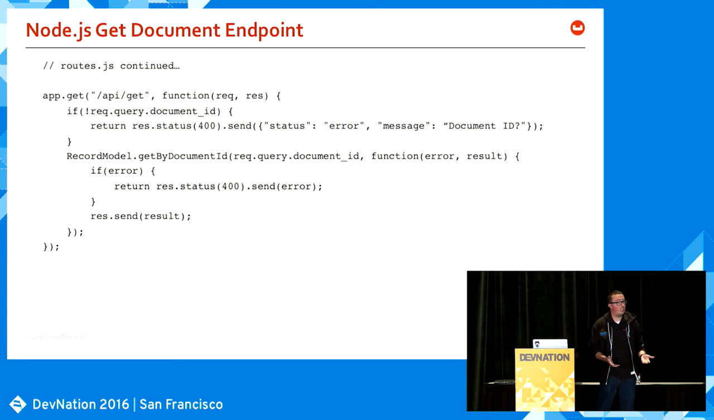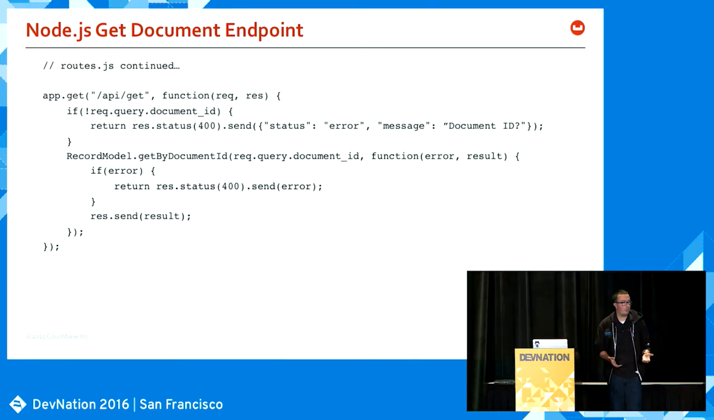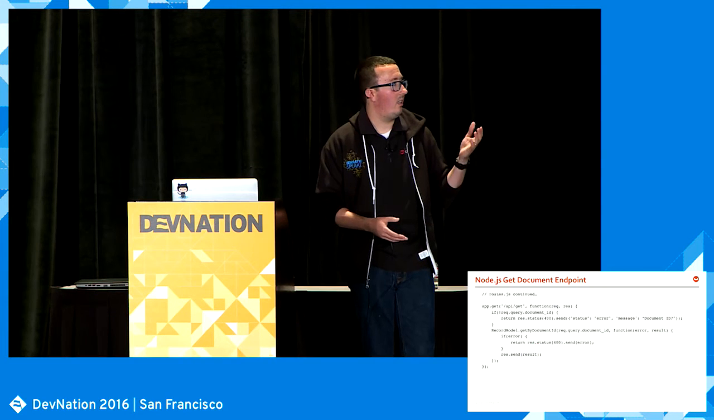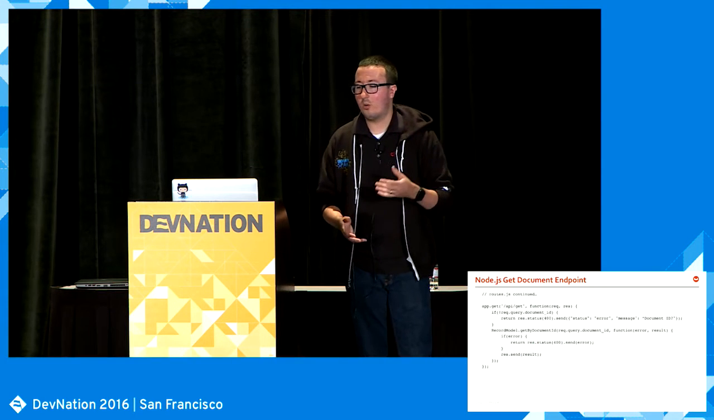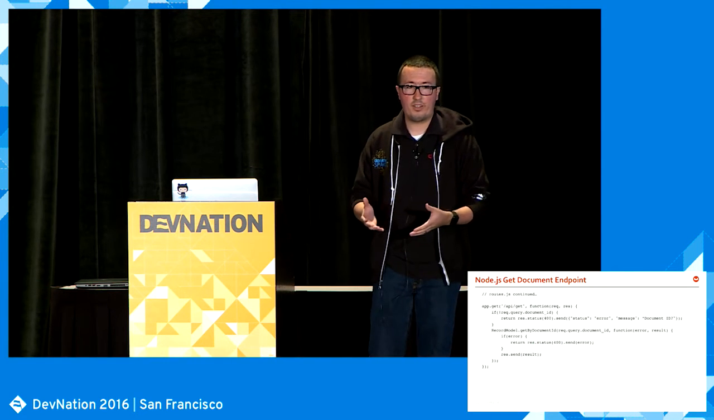Now for another route. This one is for getting a particular document. Let's say we've entered that screen with the form and we're pre-populating that form. This is the endpoint that would be hit. We're doing a GET request, and we're making sure that a document ID is provided in this request. If it was not, return an error. Otherwise, run this get by document ID and return the response.